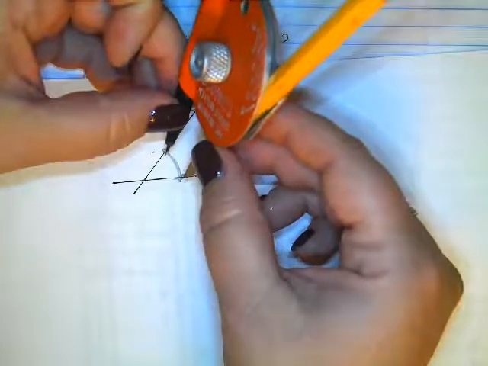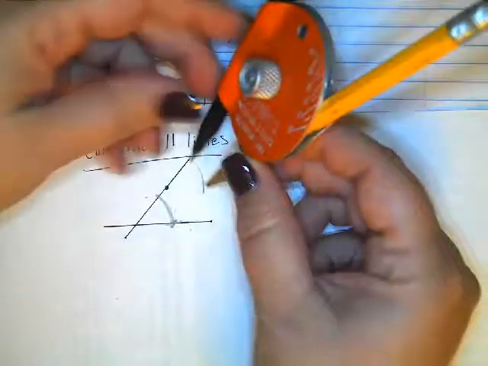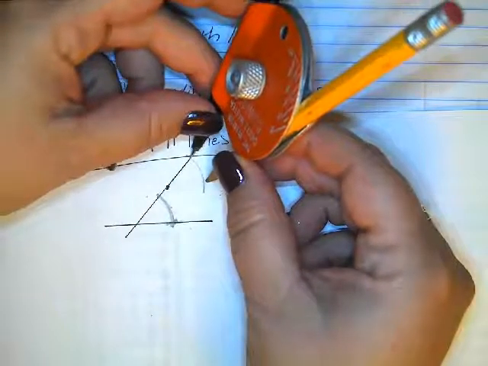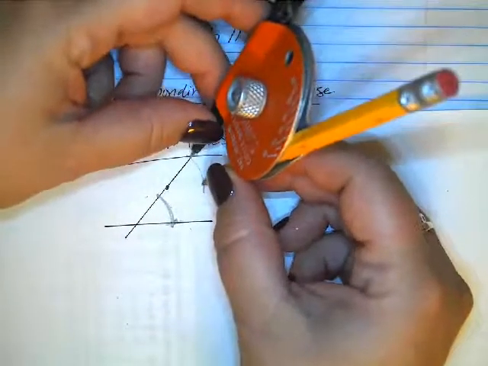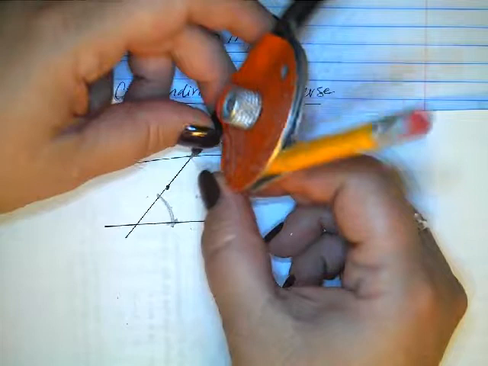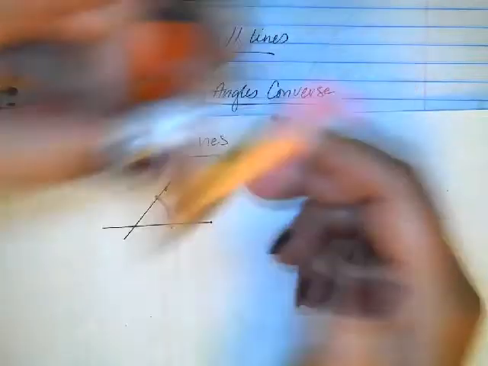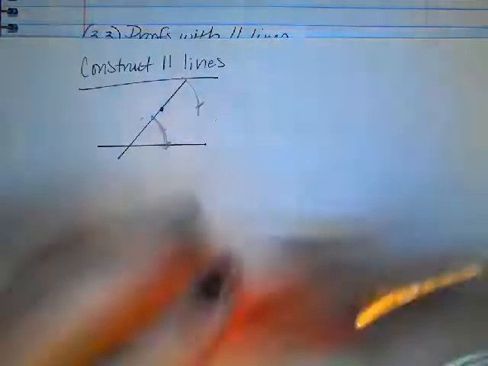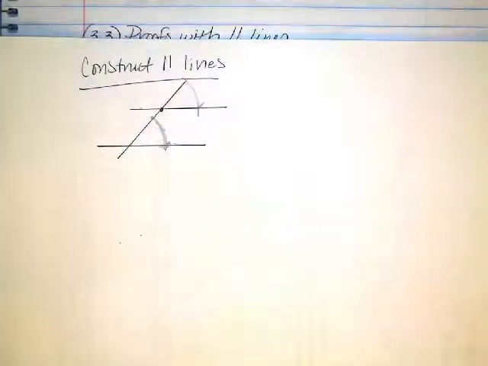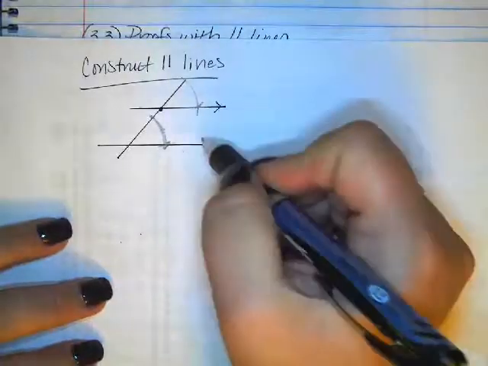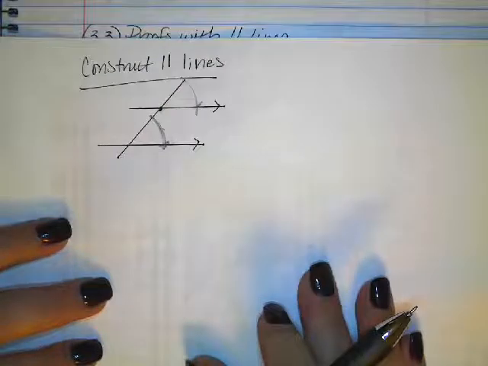And I'm going to pick it up and I'm going to take that exact same measurement and I'm going to copy it over here. So I'm going to put that right on the vertex. And again, I'm going to give it, whoops, slipped. I'm going to give it a little swing so it makes that little arc. And that little X marks the spot is what I'm looking for. That little X marks the spot and my point, or what I can connect, and then I can say that those two lines are parallel.